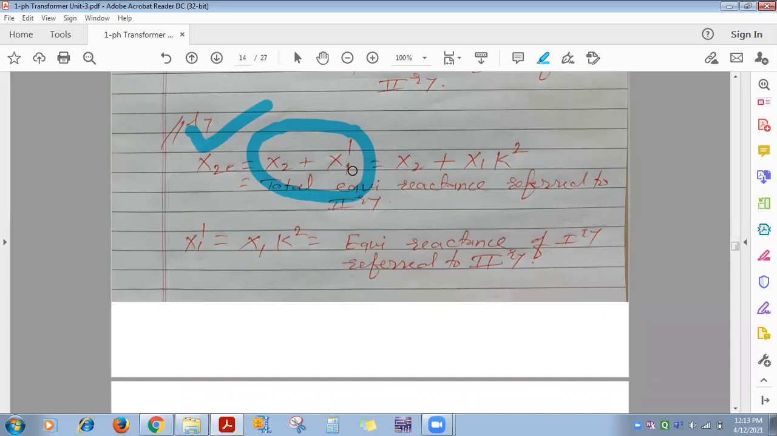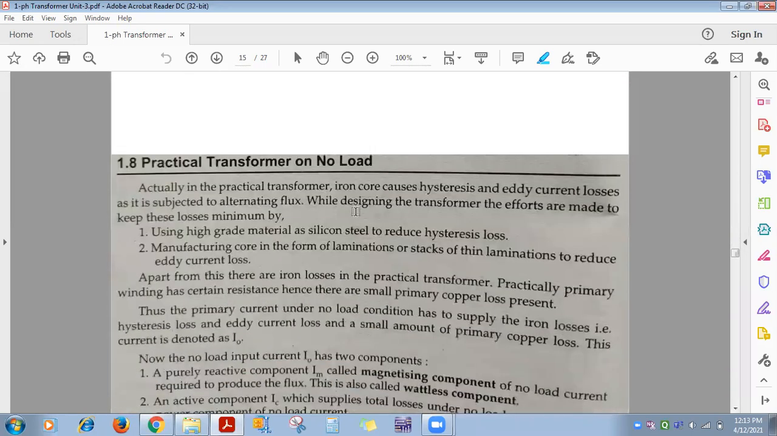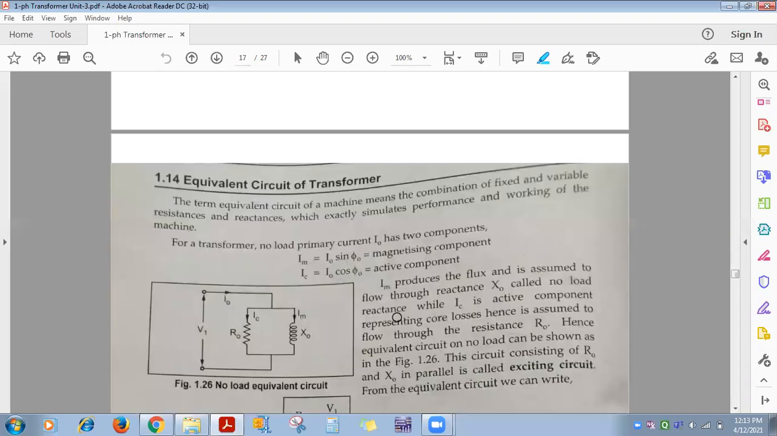So the conclusion is: for resistance and reactance, whenever you are transmitting from secondary to primary, divide by K square, and the reverse, that is primary to secondary, multiply by K square. That's it. Okay? Clear? Did you understand? Any difficulty?